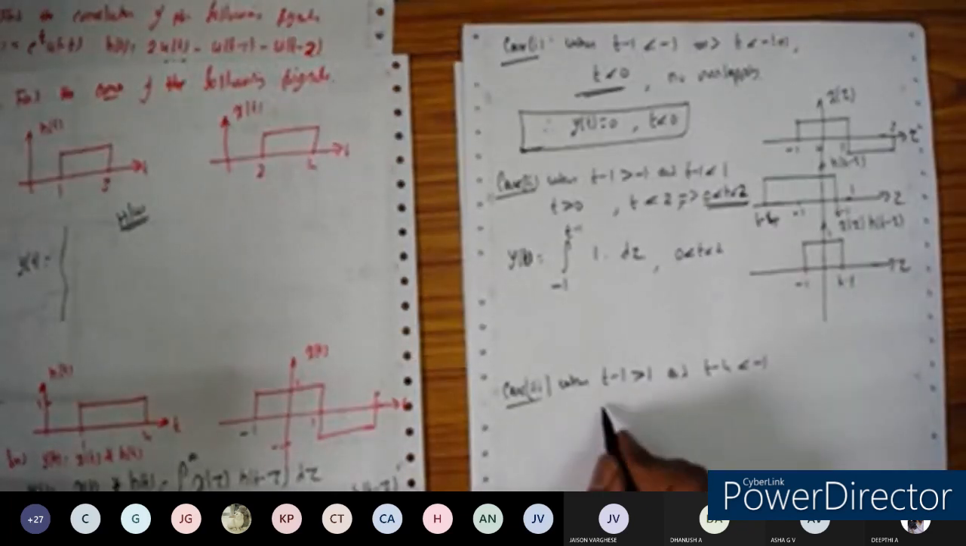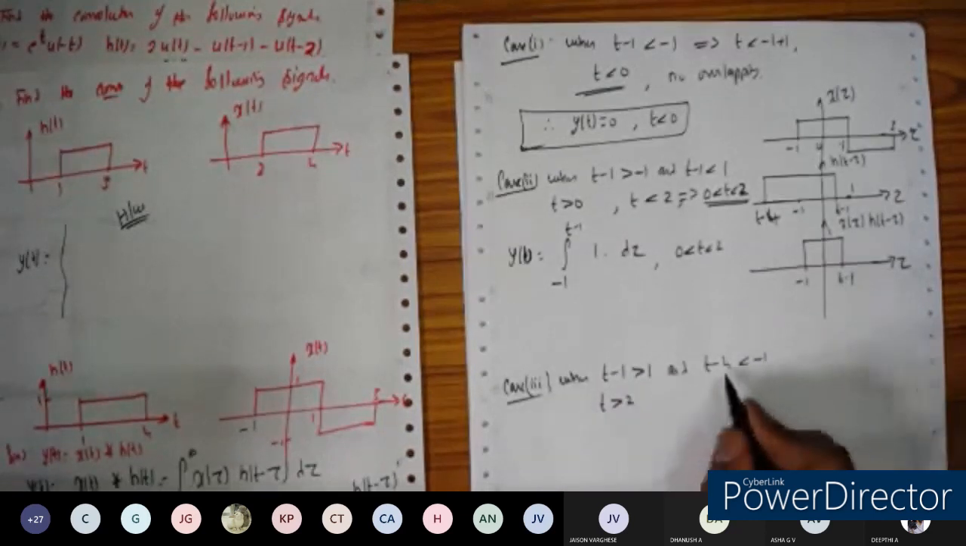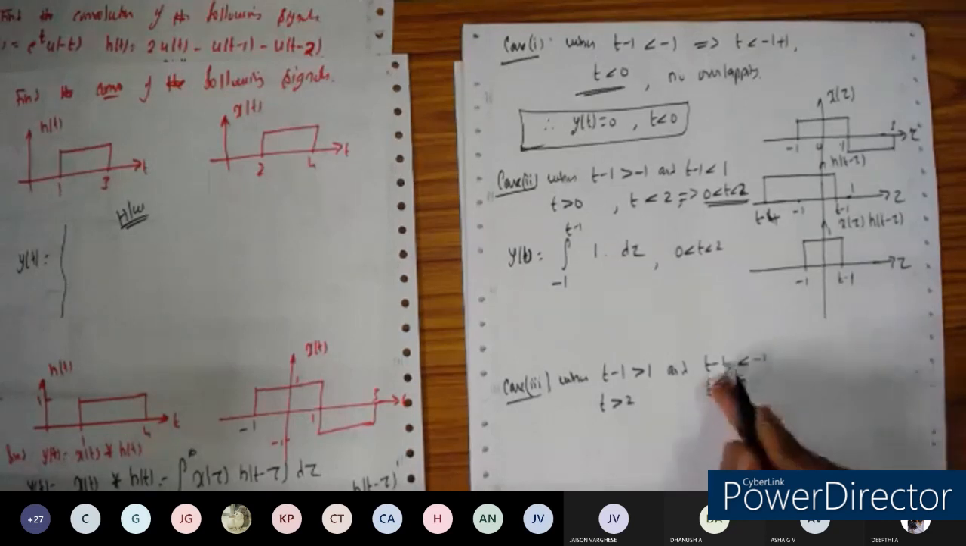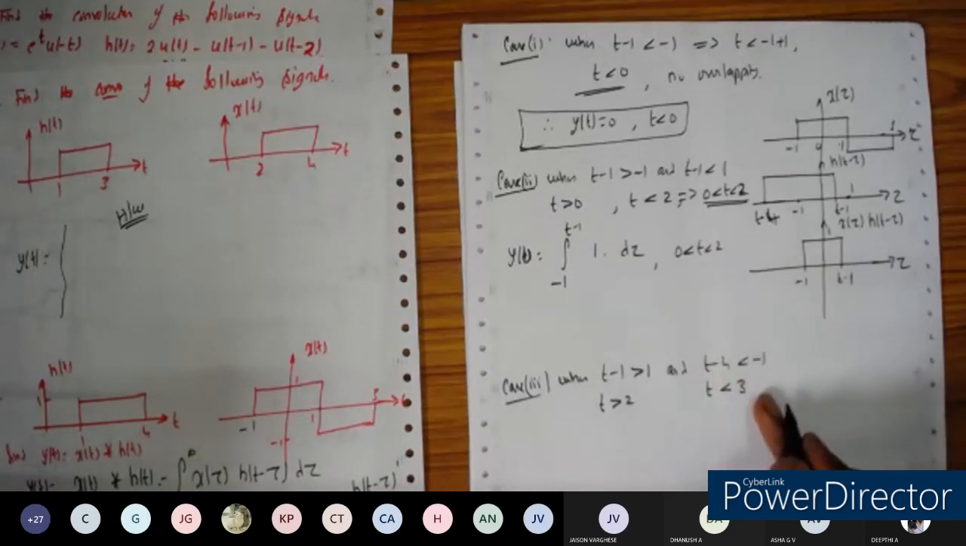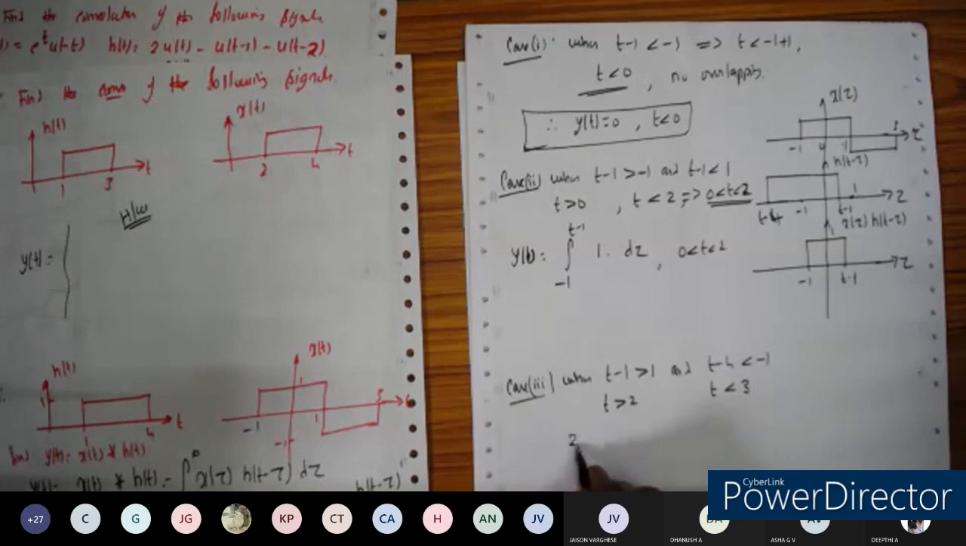So t minus 1 is greater than 1 means t is greater than 2, we can take here. And -1, if we go that side, it will become +1. So t is less than 3: -4 will become +4, and +4 minus 1 is 3. So this implies 2 is less than t is less than 3.